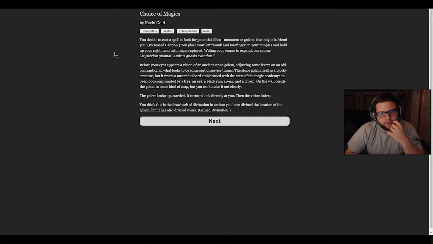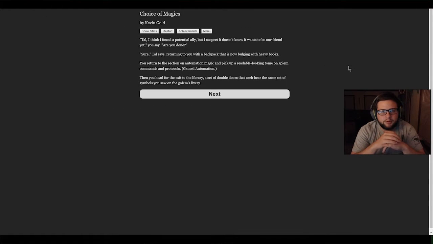The stone golem itself is a blocky creature, but it wears a tattered tabard emblazoned with the crest of the Magic Academy, an open book surrounded by a tree, an eye, a black sun, a gear, and a crown. On the wall beside the golem is some kind of map, but you can't make it out clearly. The golem looks up, startled. It turns to look directly at you. Then the vision fades. You think this is the drawback of divination in action. You have divined the location of a golem, but it has also divined yours. We gained divination.